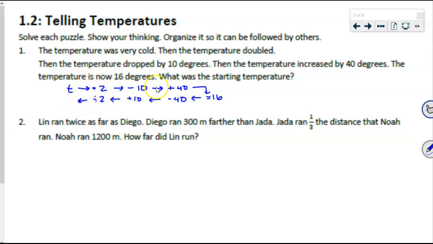When I do those things with the temperature, that's what happened with the temperature, and I track it, and now I can undo those things. I'm going to know what the temperature is. So you don't necessarily even have to turn this into an equation because it didn't start off as an equation. You can just follow the flow map. Starting at 16, let's subtract 40 degrees. 16, subtract 40 degrees. Thank you. Add 10 degrees. Negative 14. Divide by 2. So what was the temperature in the beginning? Negative 7. The temperature was indeed very cold.